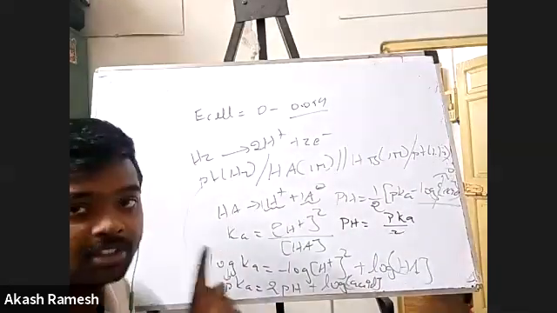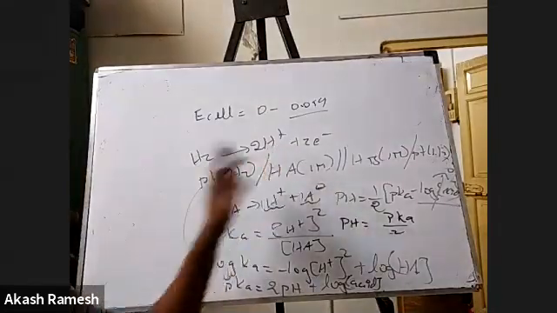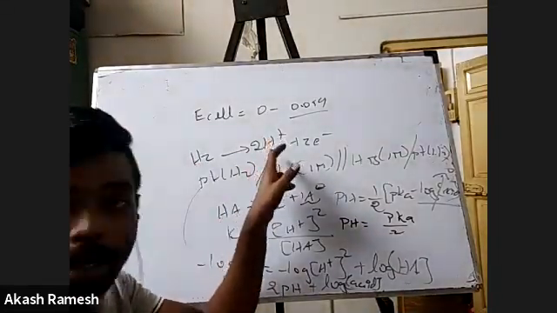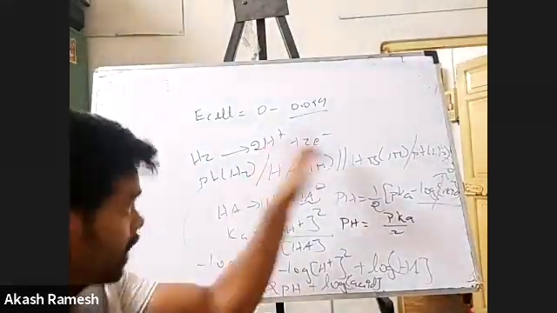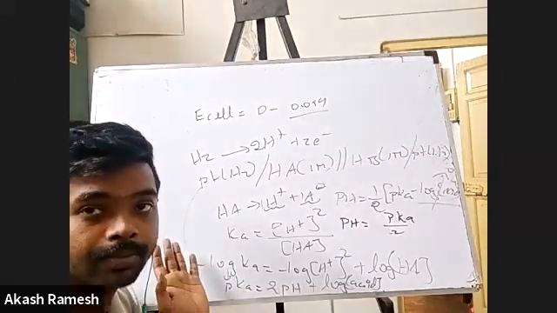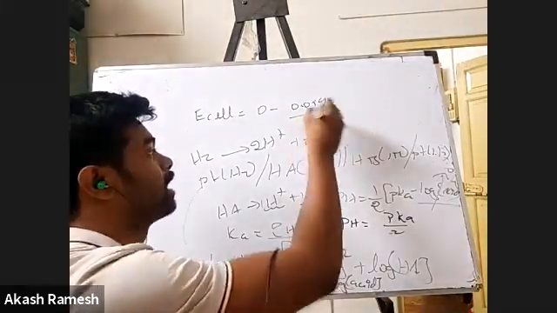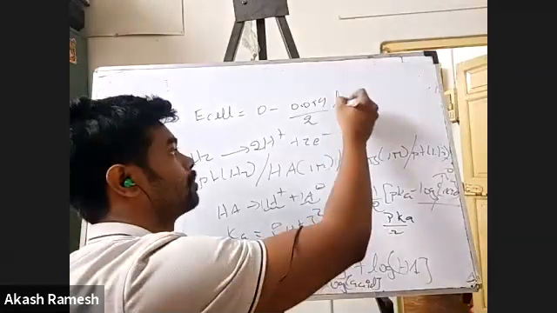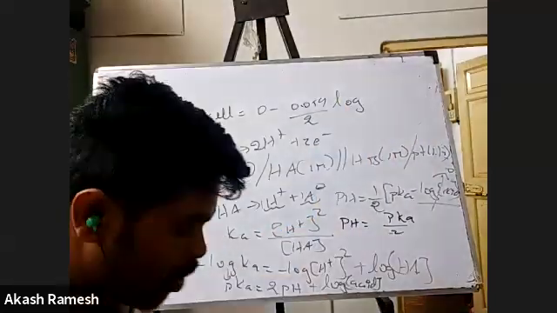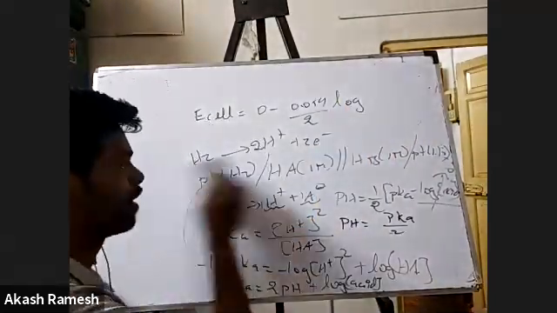Please keep this in mind because H2 is becoming H plus. Both the hydrogen atoms will become 2H plus. So for that I require 2 electrons, even if I write the opposite reaction. So please understand here the n value is 2, log of, now see, look at this.